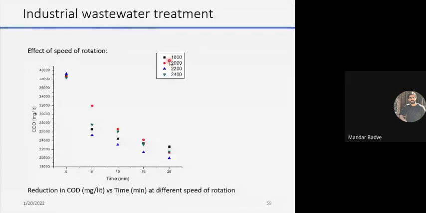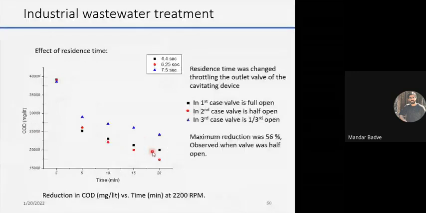So we did experiments again with multiple speeds of the rotor. We observed that as you increase the speed, your COD reduction increases as well. So obviously, the higher the speed, the higher the degradation observed.